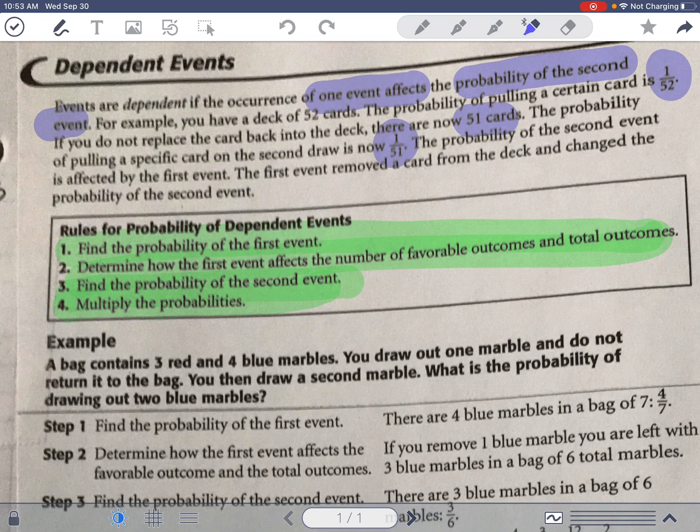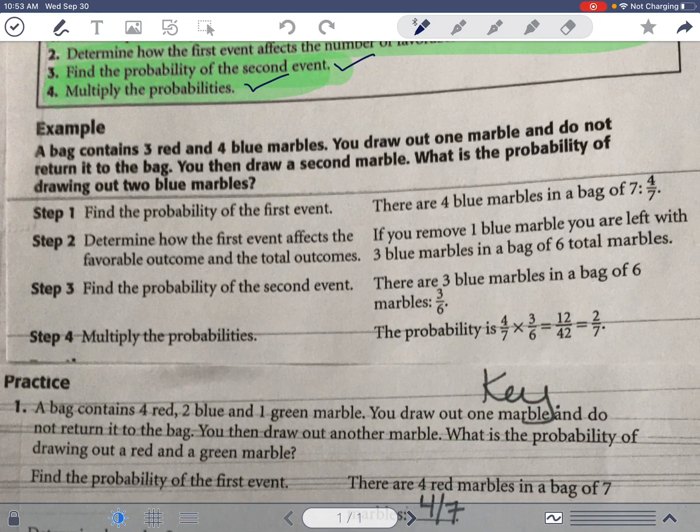So this is how you determine the probability of dependent events. Find the probability of the first event. Determine how the first event affects the favorable outcomes and total outcomes. Find the probability of the second event. Multiply the two probabilities. So in each scenario, we are multiplying our fractions. So let's work through this example.